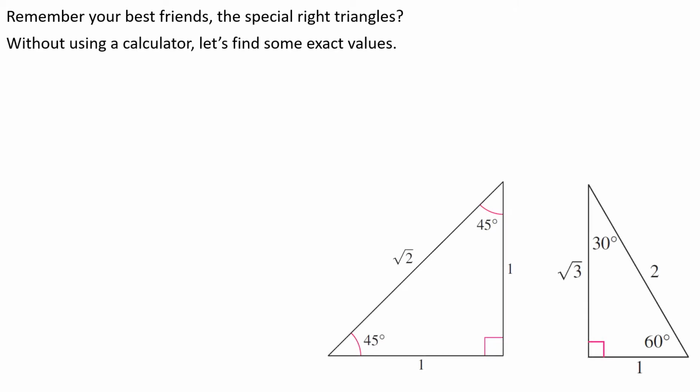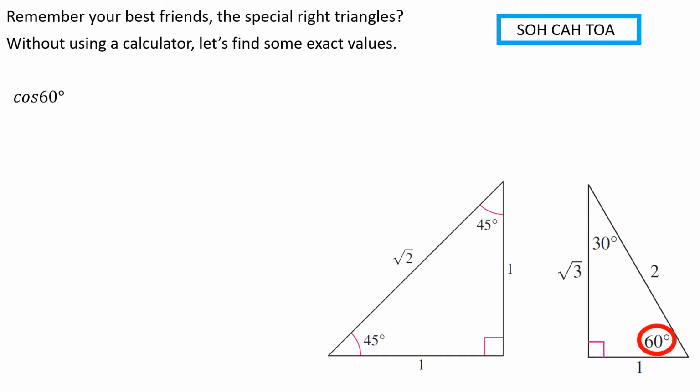Okay, so without touching a calculator, let's see if we can figure out a few values here. Let's start in the traditional direction. Let's start with cosine of 60 degrees. Well, no choice, I have to pick a 60-degree angle. And SOHCAHTOA reminds me that I need adjacent over hypotenuse. So cosine of 60 degrees has to be 1/2.